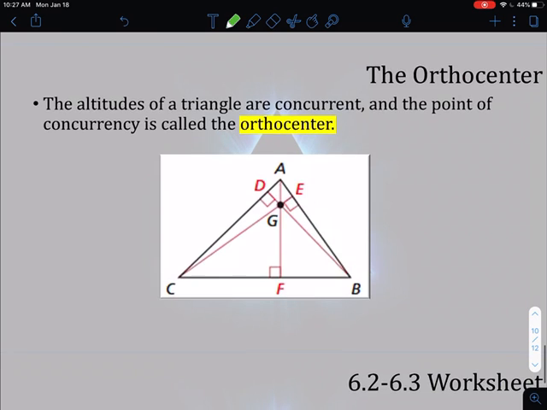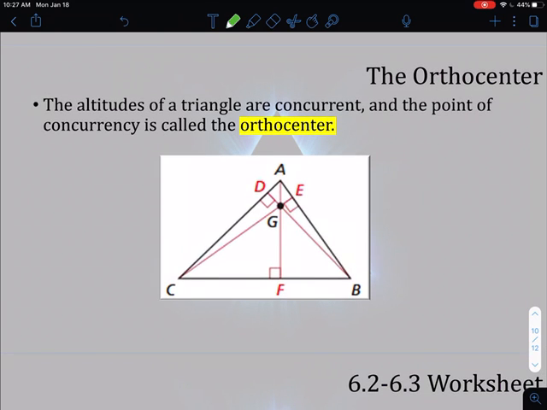Now when I have altitudes, just like with our other three examples, we create a center, in this case called the orthocenter. And so the orthocenter goes with altitudes. That's the relationship I want you to remember. And so when I have the altitude from C to E, I have the altitude from B to D, and I have the altitude from A to F. When those three pieces are put together, they form that orthocenter within the triangle.